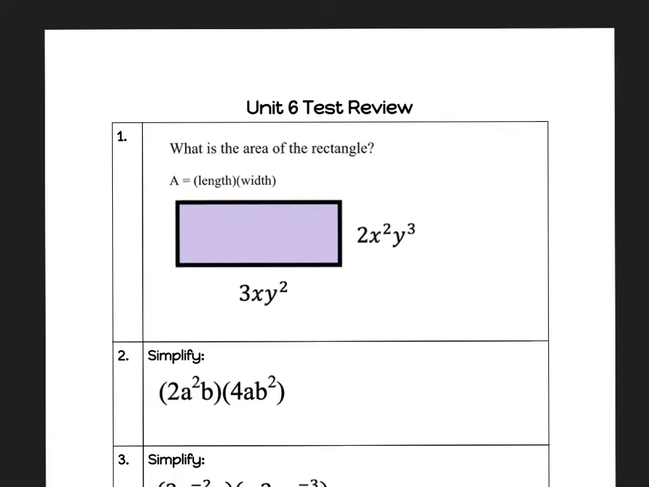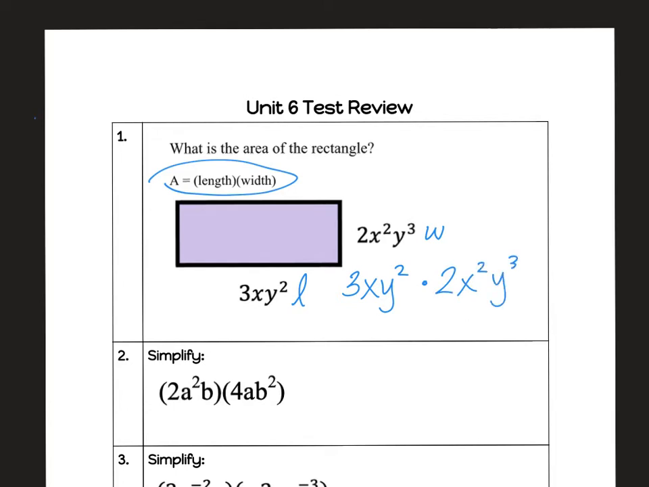Okay, so with this first question, we are given a rectangle and it is asking what the area of the rectangle is. Well, thankfully it tells us that area is length times width. So let's call this guy on the bottom our length and then this on the side our width. And now we're going to need to multiply, and we know how to multiply with exponents. So we're multiplying 3xy squared times 2x squared y cubed.